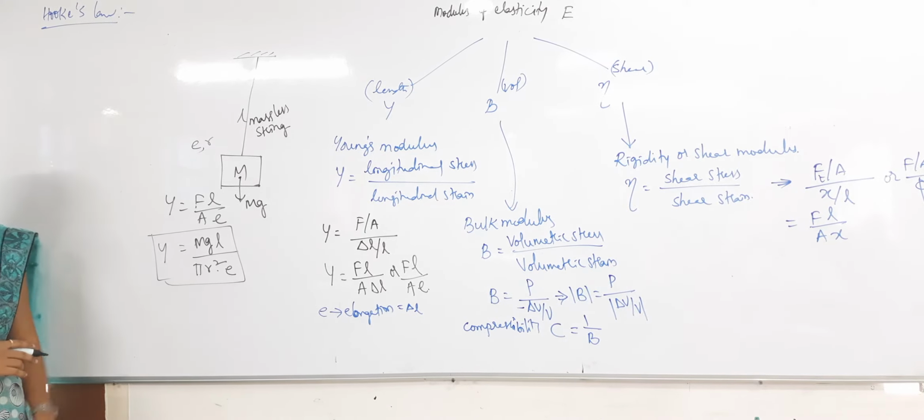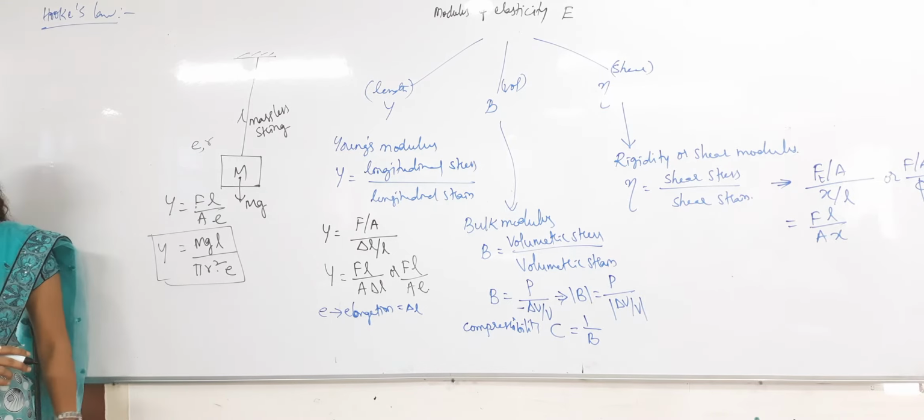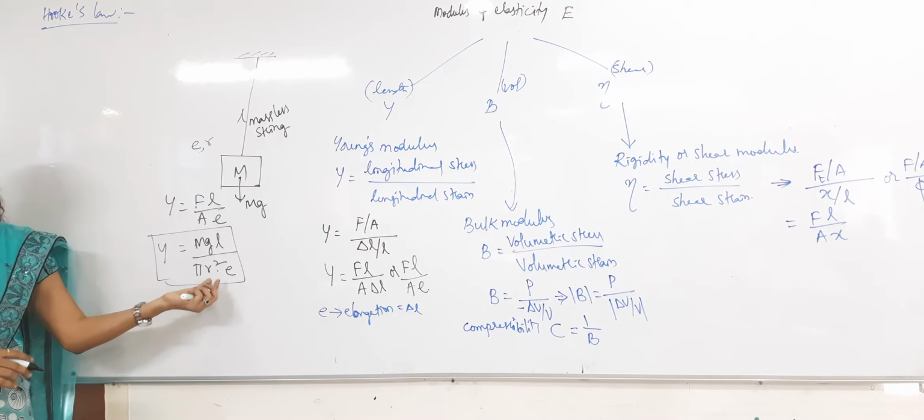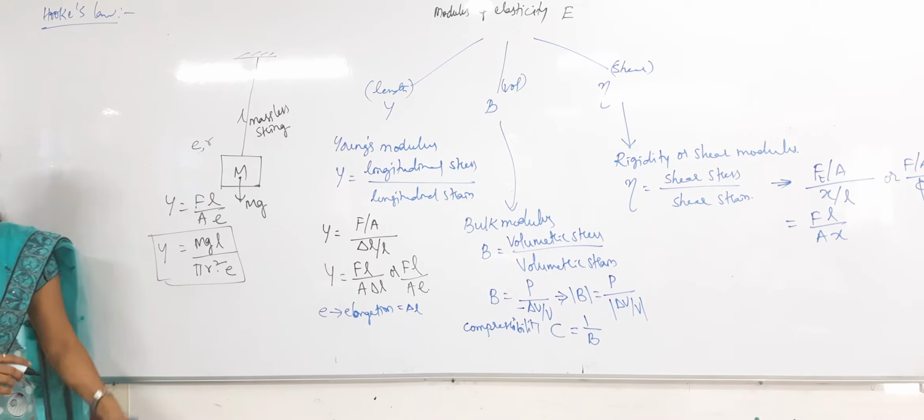Sometimes they will give the diameter also. At that time we can take the diameter relation. Then the area will come as pi into d by 2, whole square. That is about the Young's modulus.